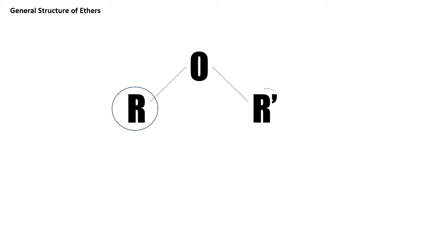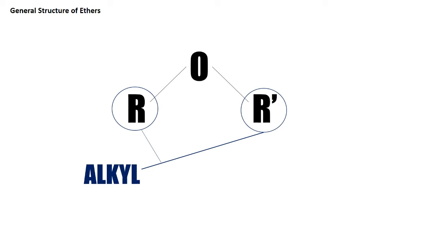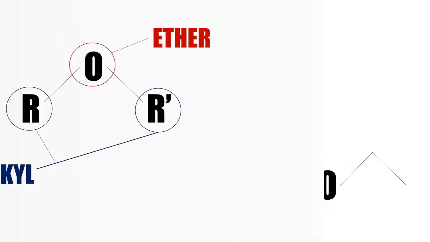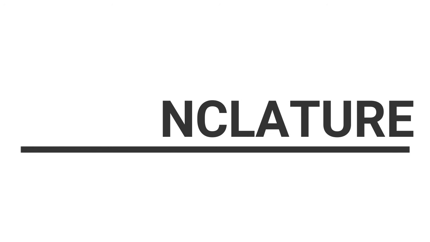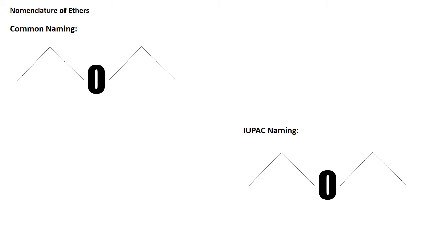Ethers have the general formula ROR', where R and R' represent the alkyl groups and the O represents an ether group, which is an oxygen atom. There are two ways of naming ethers, the common way and the IUPAC way. We will first start with the common name.